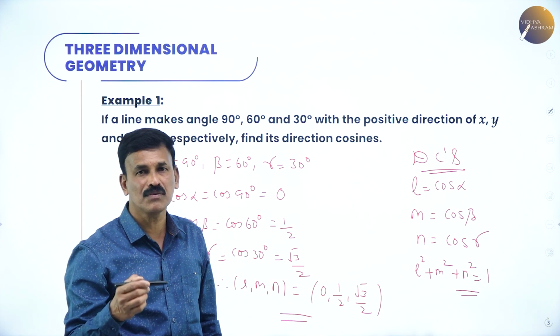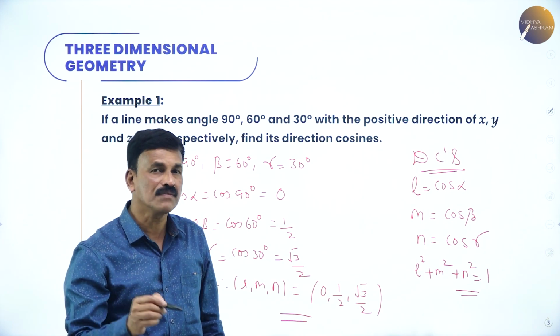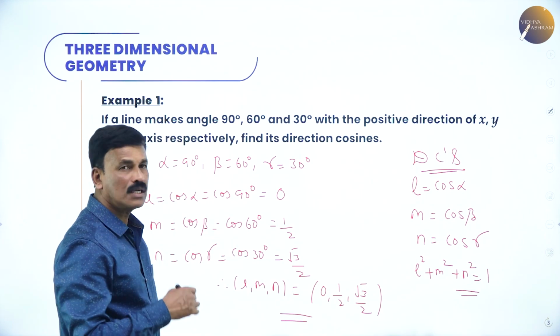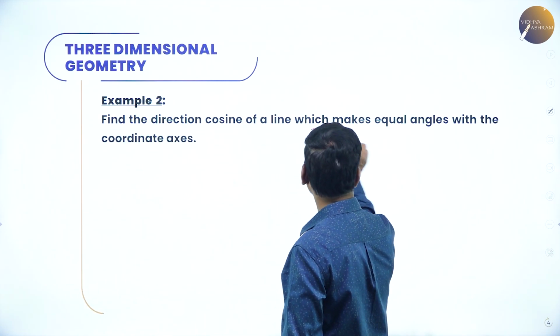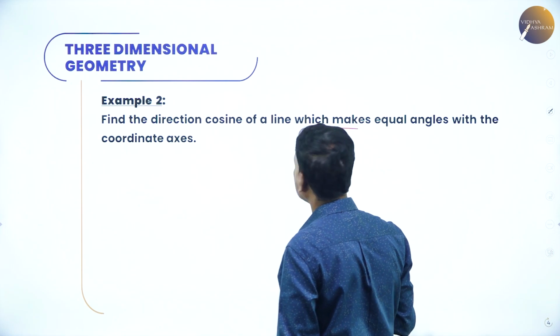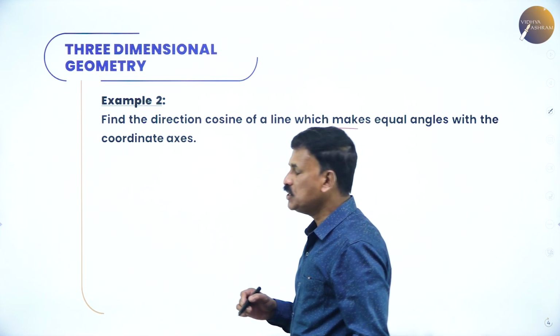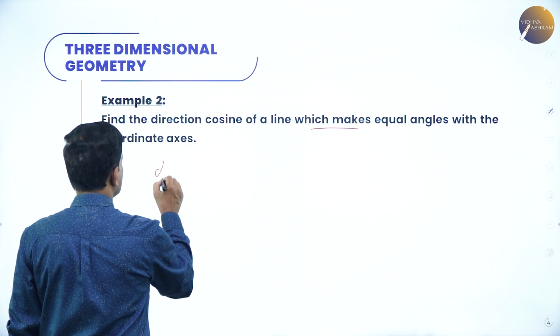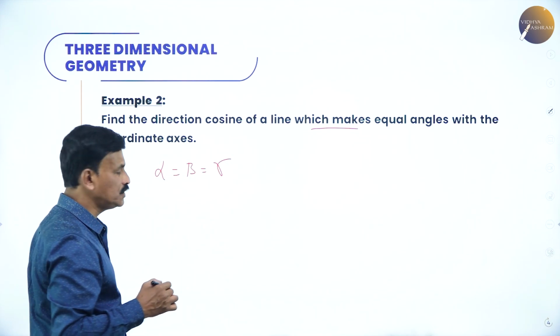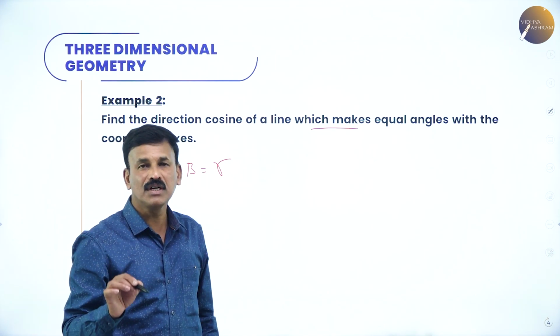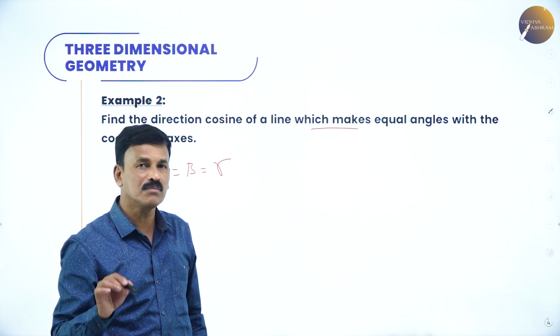Sure questions. These type of questions are very important. You may expect this type of question definitely. Now let us take a similar problem. Find the direction cosines of a line which makes equal angles with the coordinate axes. Equal angles means alpha is equal to beta is equal to gamma. All the angles are equal.